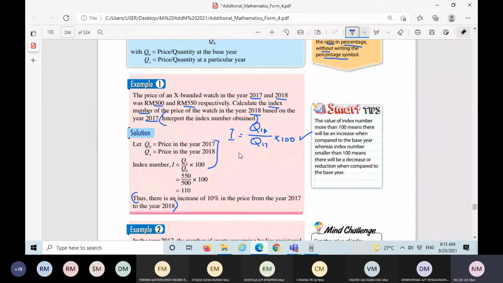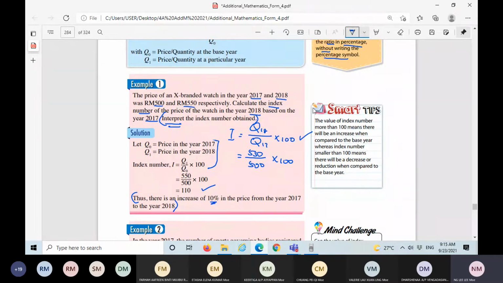So the year 18 price is what? 550, so 550 you put here. Year 17 price is 500, so 500 you put here, times 100. Okay, then this is the answer. Again you get 110. So what is the meaning? You have to interpret. This interpretation normally will be 1 mark. So you have to write an increase of 10% of the price from the year 17 to year 18. You have to write the meaning of this index number.